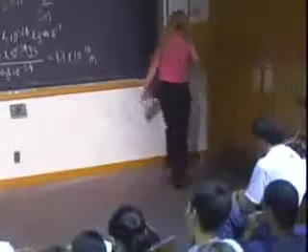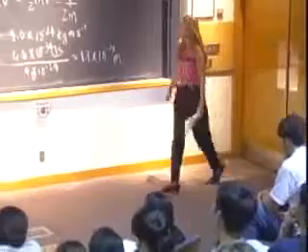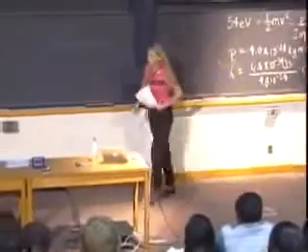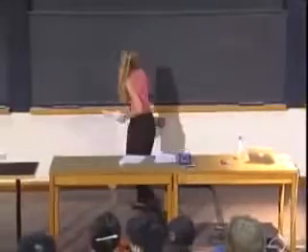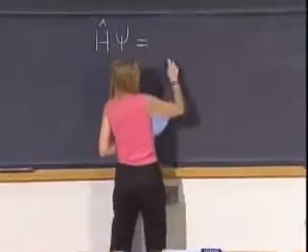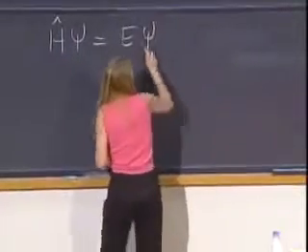So what did Schrodinger do? Well, Schrodinger said, I've got to write down a wave equation, an equation of motion for matter waves. And what is that equation of motion? Well, that equation of motion is H hat operating on psi, and it gives us back an energy, E, times psi.